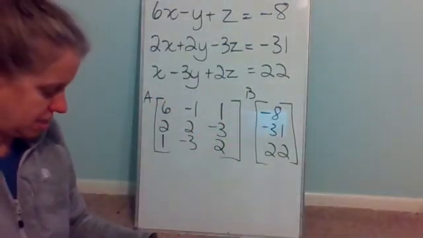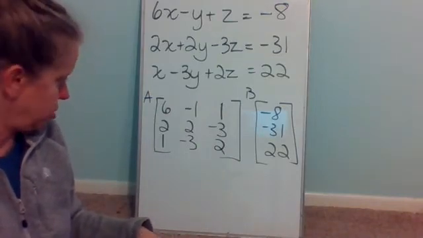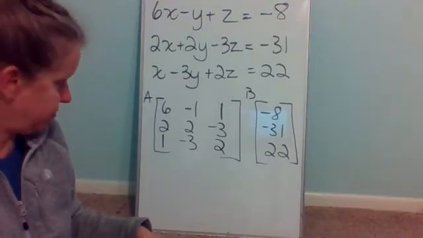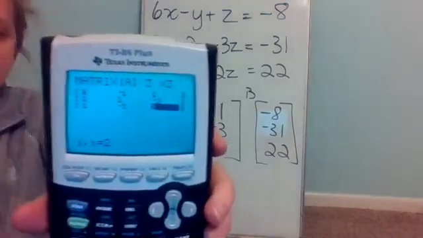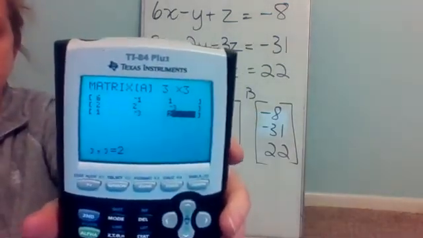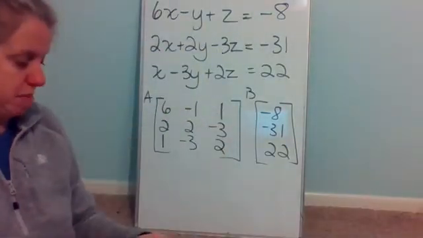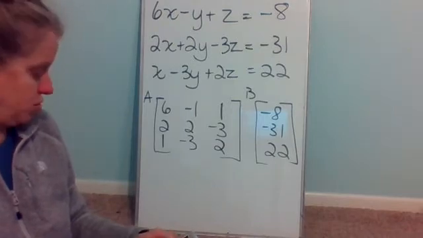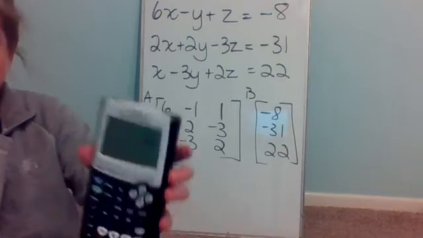So 6, negative 1, 1, 2, 2, negative 3, 1, negative 3, 2. So I always double check at this point that the numbers that I have entered match the numbers in this matrix. So 6, negative 1, 1, 2, 2, negative 3, and 1, negative 3, 2. Okay?